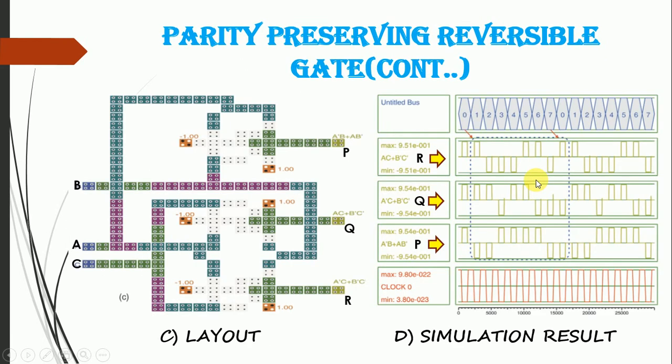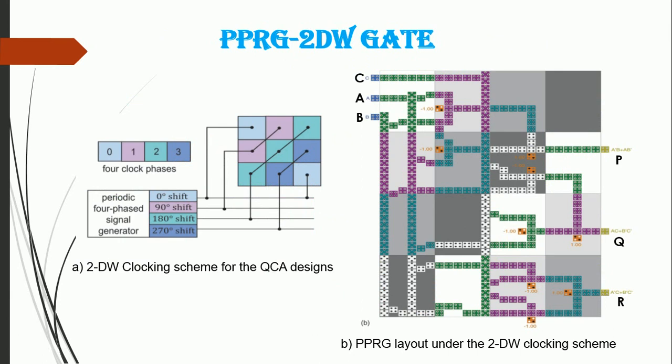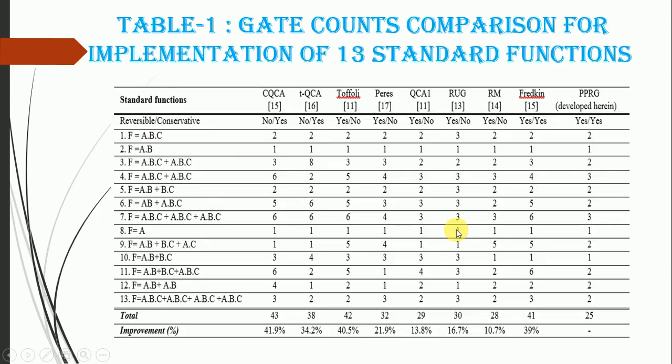Then moving on to the next slide, that is the PPRG 2DW gate. Here we are seeing the clocking schemes for this and its corresponding layouts. And then moving on to the next part, here we have listed a gate count comparison for 13 standard functions like f equals ABC, f equals AB, and f equals ABC plus ABC, and so on, for different reversible gates like CQCA, TQCA, and Toffoli gates, and so on.